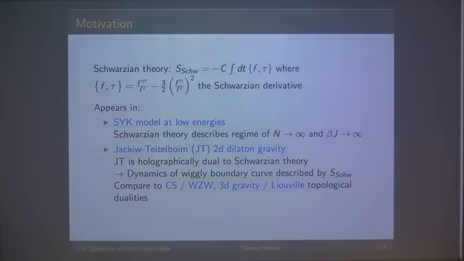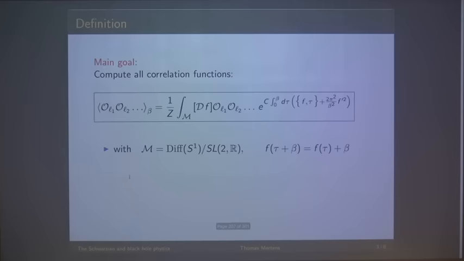One is the SYK model at low energies, where the Schwarzian theory describes the regime of N goes to infinity and strong coupling. The second situation, which turned out to be related to the first one, is the Jackiw-Teitelboim 2D dilaton gravity model, where Jackiw-Teitelboim is holographically dual to the Schwarzian theory, and the dynamics of the wiggly boundary curve at the boundary of the Jackiw-Teitelboim model is described by a Schwarzian derivative action. And you should compare this to the Chern-Simons WZW or 3D gravity Liouville topological kind of dualities.